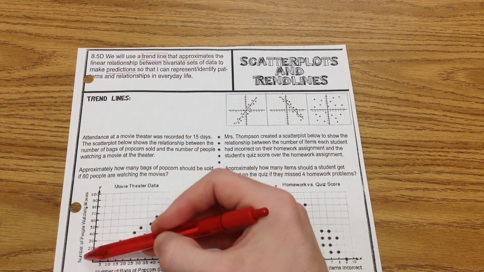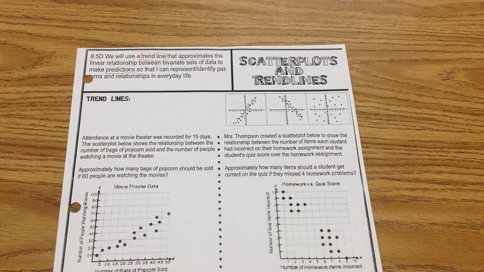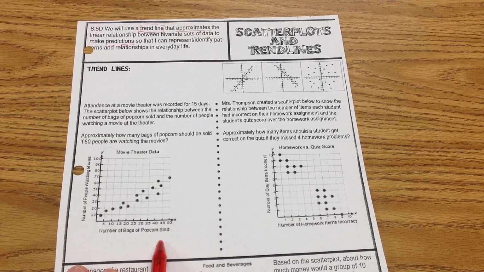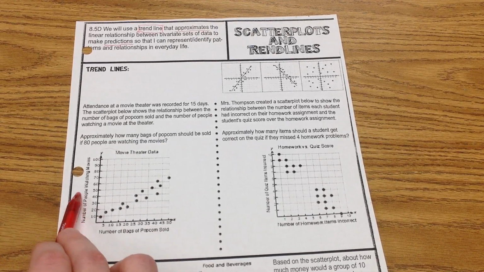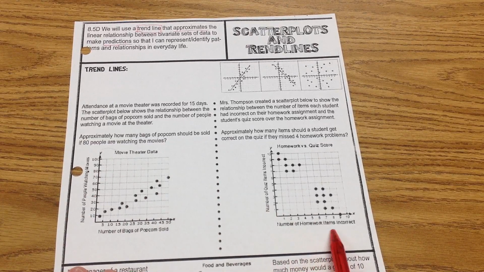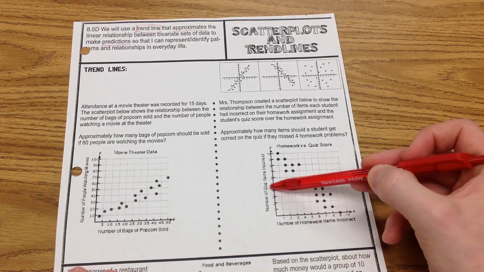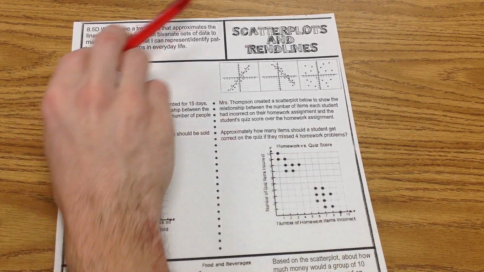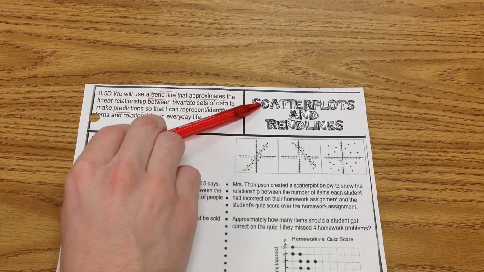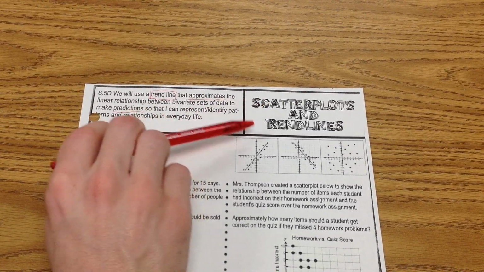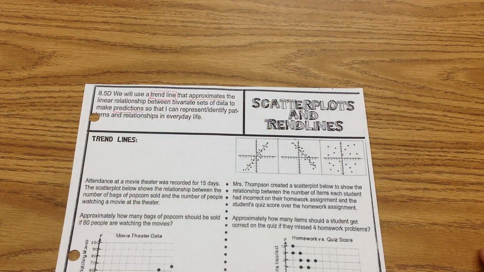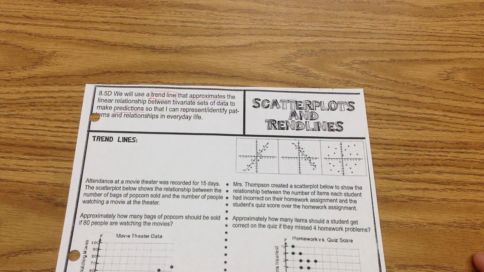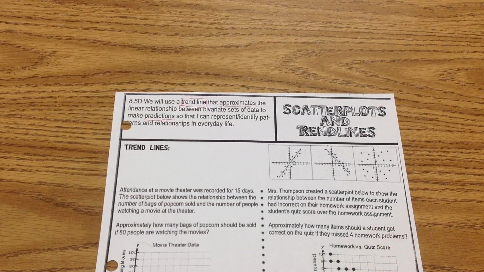If you look here, we're looking at the number of people watching movies and the number of bags of popcorn that they sell. So we have bags of popcorn sold and the people that watch the movies. Here we have homework items incorrect and quiz items incorrect. So we're measuring two things. That's what a scatter plot does. We are going to use our scatter plot, make some trend lines, and find some correlations for what's going on. So first, let's get a definition for trend line.